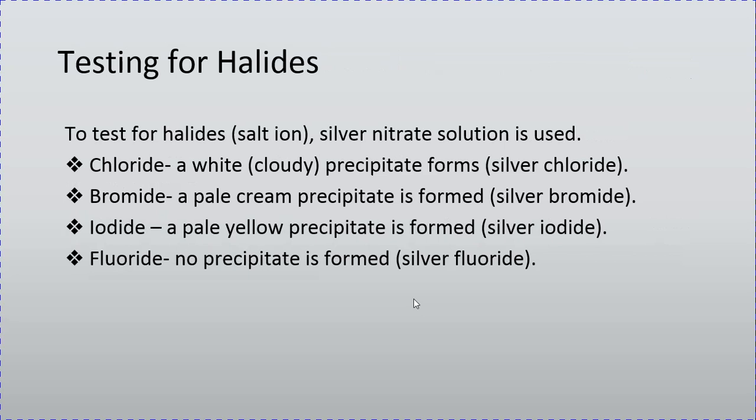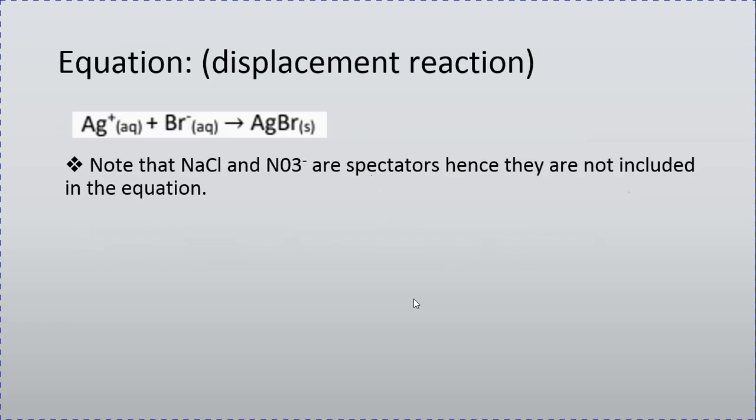Testing for halides. To test for halide salts, silver nitrate solution is used. Chloride: a white cloudy precipitate forms. Bromide: a pale cream precipitate is formed, which is silver bromide. Iodide: a pale yellow precipitate is formed, which gives silver iodide. Fluoride: no precipitate is formed. Equation of displacement reaction: here we have silver and bromine, which gives us silver bromide. Note that the sodium and NO3 are spectators, hence they are not included in the equation.